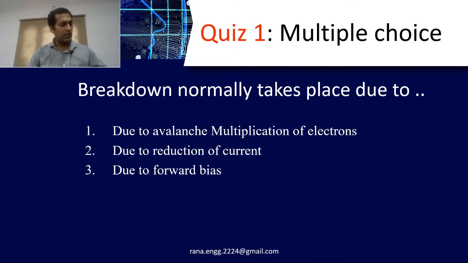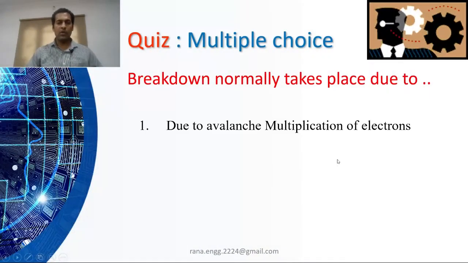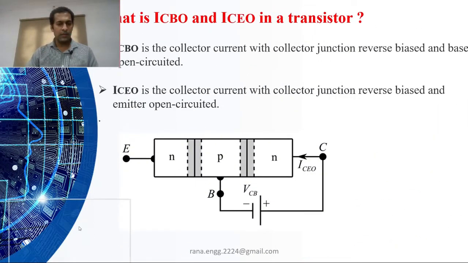Okay, your time is now up. So the answer is due to avalanche multiplication of electrons. Breakdown takes place because of the avalanche. There will be a lot of gathering of electrons which cannot be handled. So this is about breakdown.